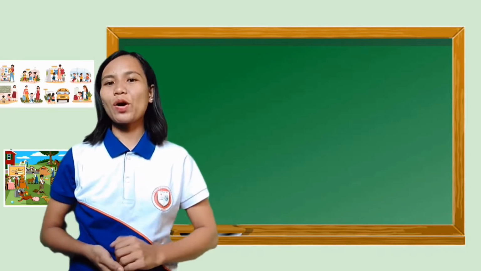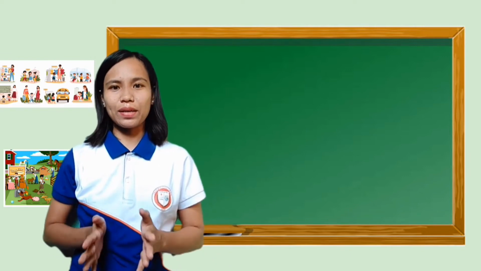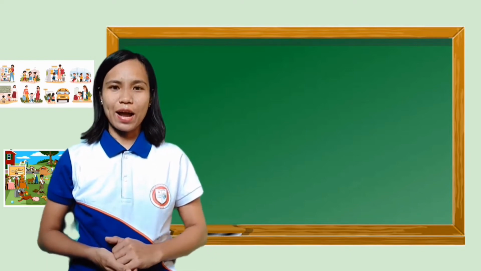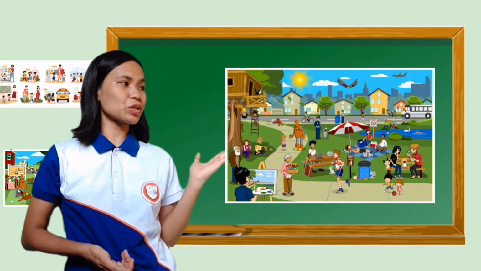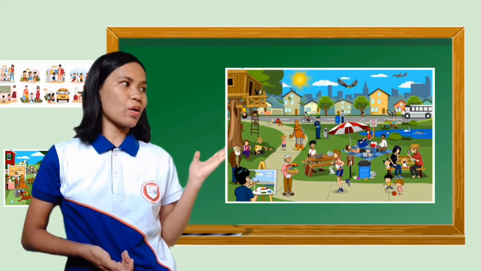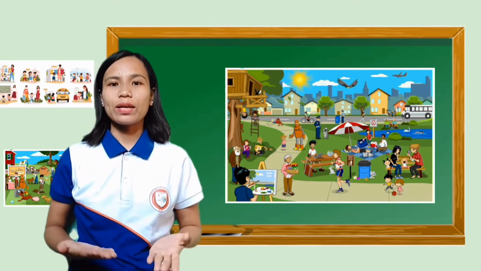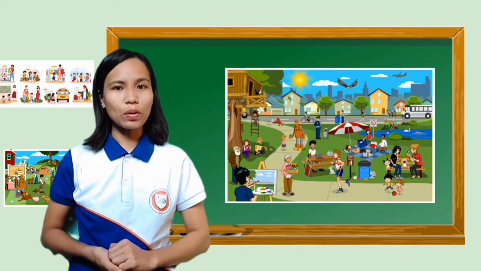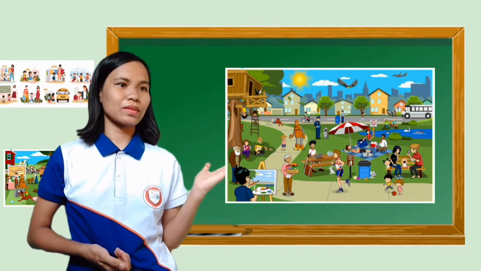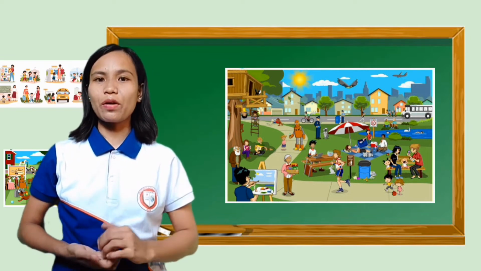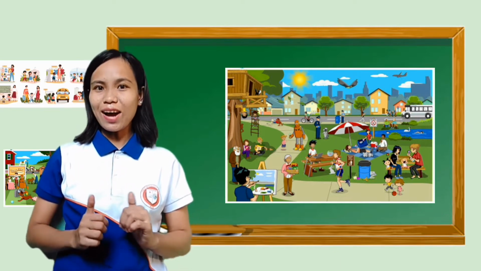Now class, I am going to group you into 3. Here is Group A, Group B, and Group C. Now, take a look at this picture. These pictures show some different scenes or movements of different people, right? Now, each group must list down all the verbs that you can see in this picture. And the group with the most number of verbs will win. Okay, let us start now.